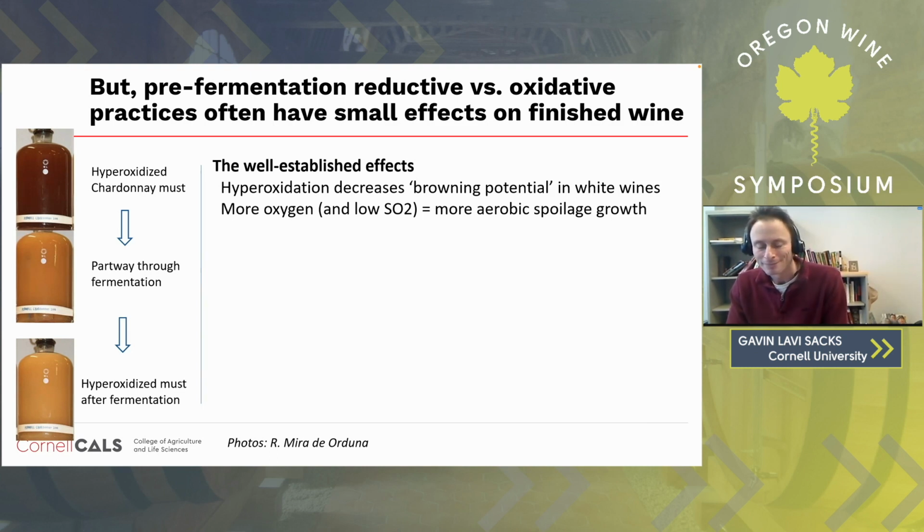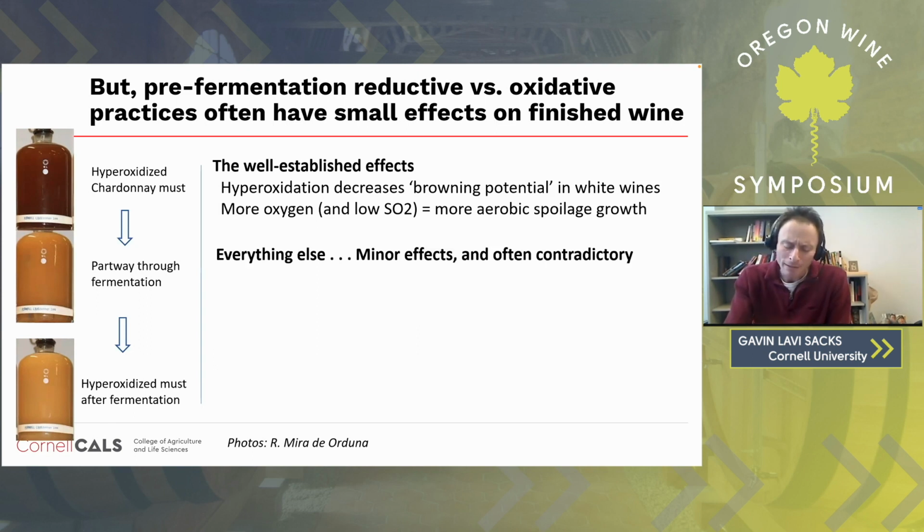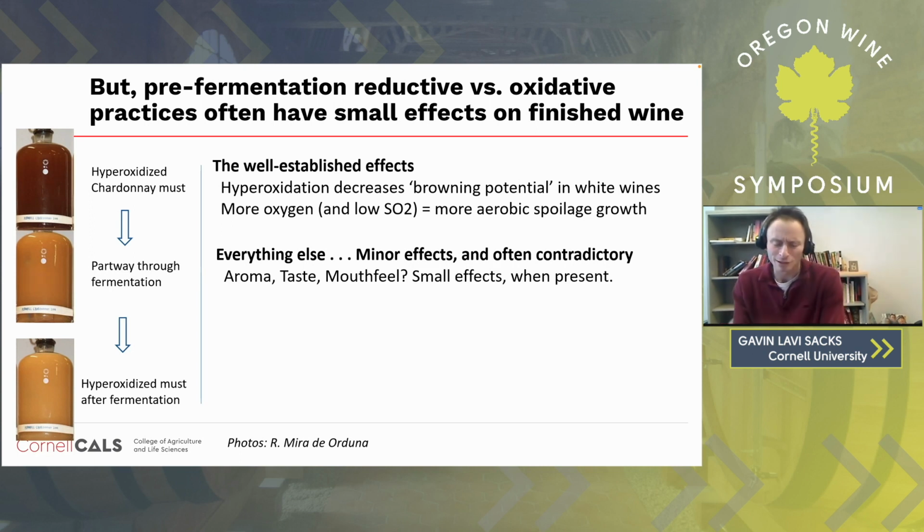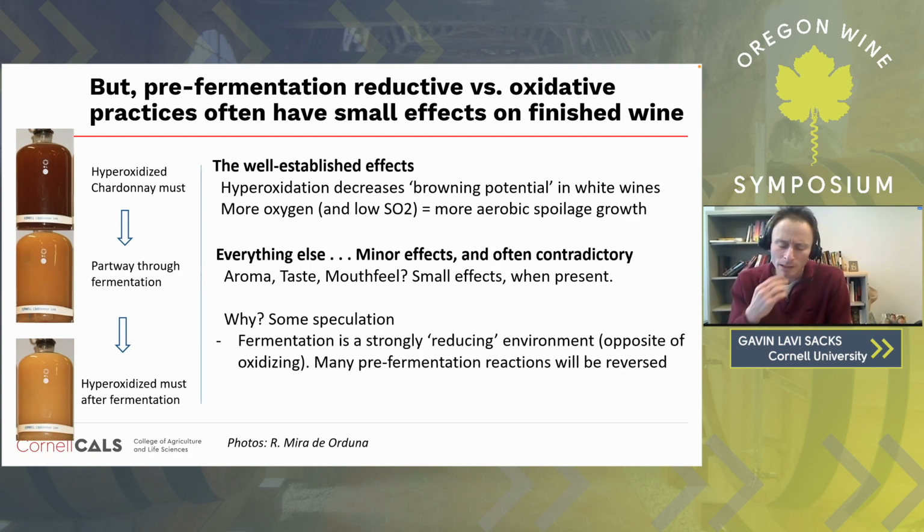Also, more oxygen, more potential for aerobic spoilage. That's kind of a trivial statement. Everything else is either really minor or contradictory and hard to reproduce. It doesn't mean that hyperoxidation or intentional oxidation of must isn't going to have any effect, but things like aroma, taste, and mouthfeel, occasionally there's reports of having effects. They tend to be pretty small when they're present. And so some speculation as to why. Keep in mind that fermentation is a strongly reducing environment, reducing being the opposite of oxidation, the opposite reaction.